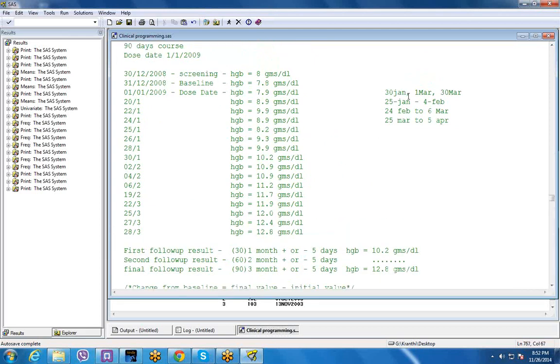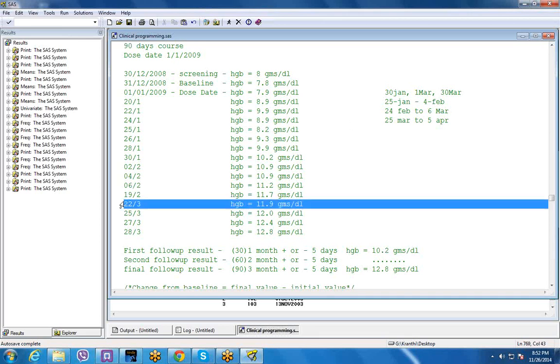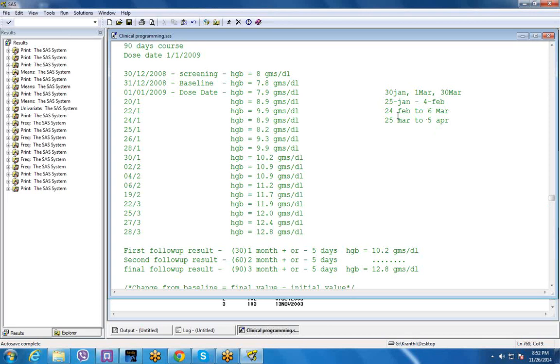30th January, right? So on 30th January we have this. So 10.2 is the first follow-up result. Then the value should be in between 24th February and 6th March. Search. There are no values between the 24th February. See, 19th is the last one. Then again he underwent the test on 23rd March. So there is no report between the 24th February and 6th March, so it's missing.